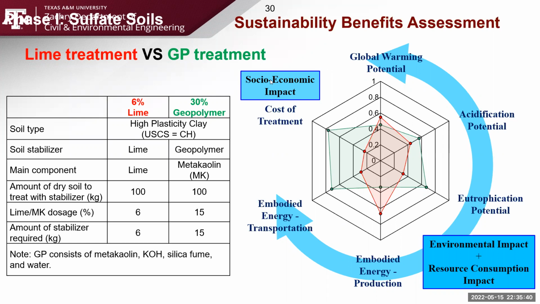One thing that we do in our research is we try to look at both environmental impact and resource consumption impact in a much more comprehensive way. We look at global warming potential, GWP, acidification, eutrophication. We also see energy production and embodied energy of the material we collected. We also look at the cost of the treatment. All these things are considered in a radar chart format, and the lower the radar chart, the better the sustainability footprint.